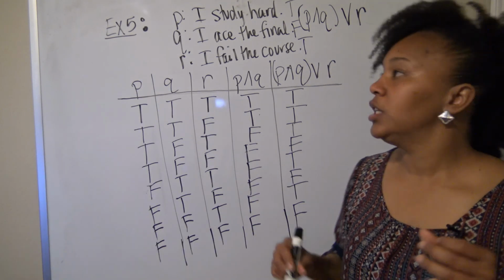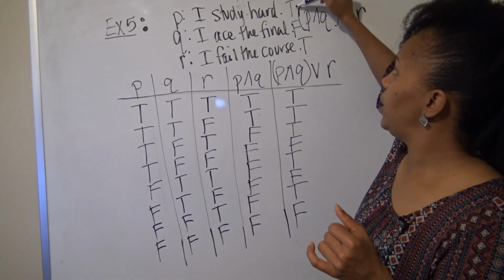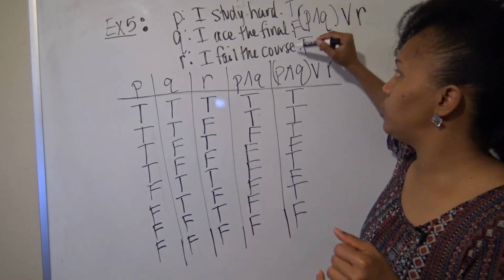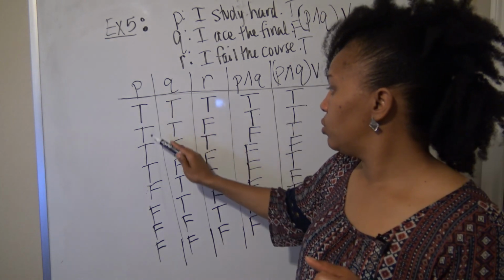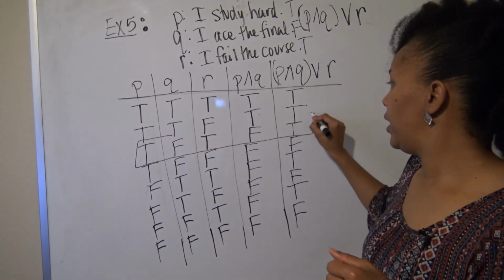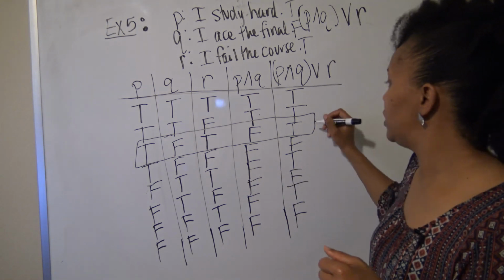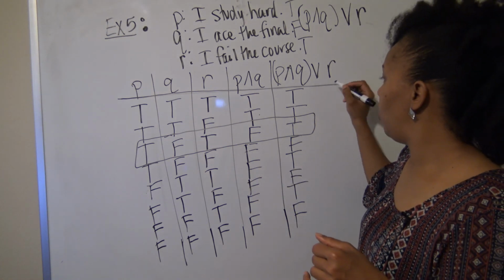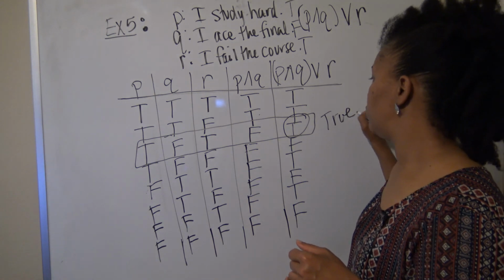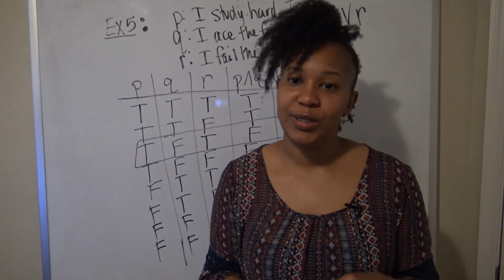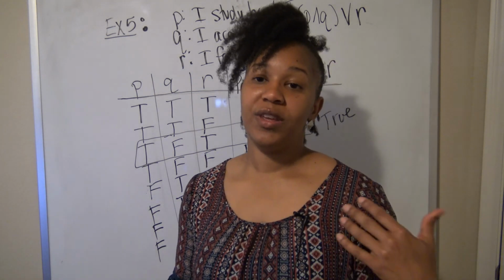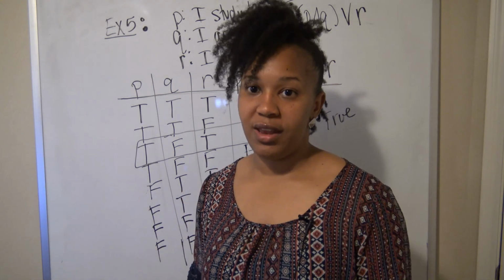So under those conditions, I'm looking for the case where P is true, Q is false, and R is true. So true, false, true. So true, false, true is this case right here. And under those conditions, the P and Q or R is a true statement. So that would be a true statement under those conditions. Okay. So this is how you construct truth tables with conjunctions, disjunctions, and negations.